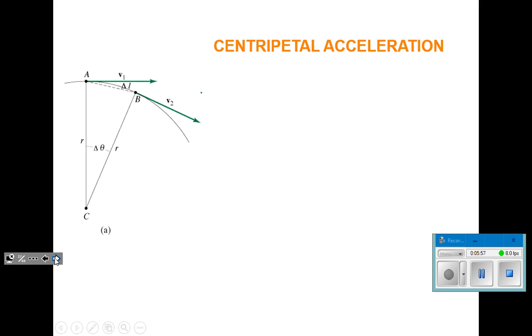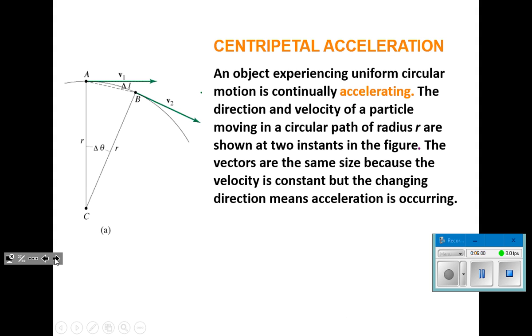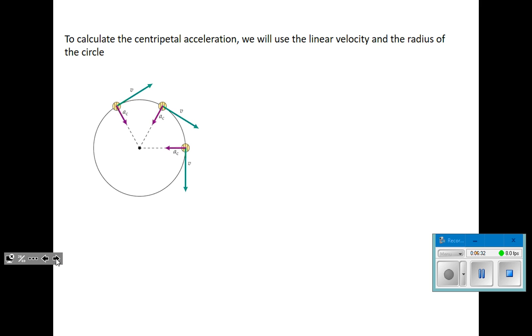Now, centripetal acceleration: because there's a force, there must be an acceleration. Really, an object that's experiencing uniform circular motion is always accelerating because its velocity is changing direction. Not because the velocity value is changing, but because the direction is changing. Notice that these vectors v1 and v2 are the same size, but they're in different directions. Because it's changing direction, it is accelerating. Because it's accelerating, there is a force being applied to a mass.